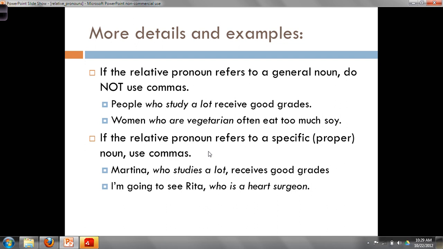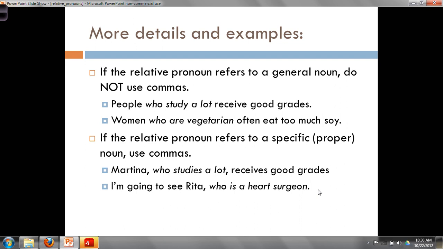If the relative pronoun refers to a specific or proper noun, then we must use commas. Martina, who studies a lot, receives good grades. So in this case, who refers to Martina? A very specific person. It's a proper name, we have the person's name, it's a specific noun. So we must use commas. So we use a comma before the dependent clause and a comma at the end of the dependent clause.